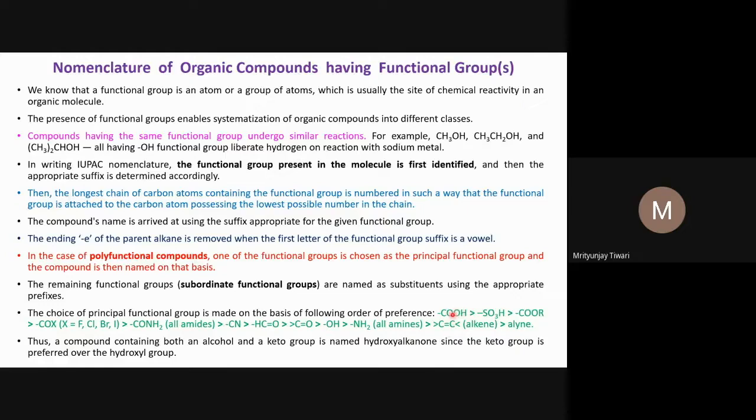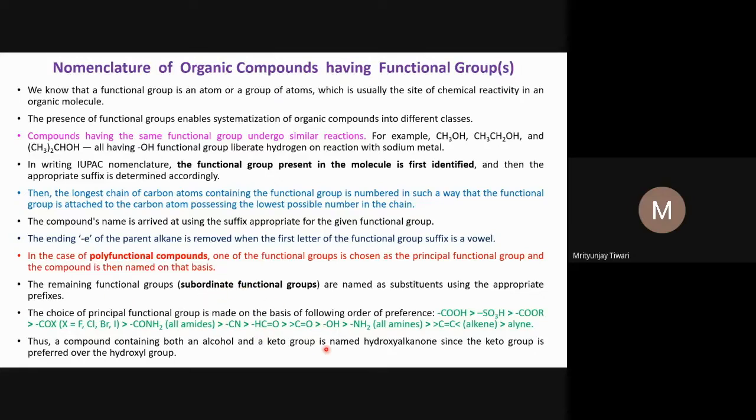So because the carboxylic acid is most reactive, it is most preferred. So this will be the principal functional group, even if any other functional group is there. This sulfonic acid is preferred over all other functional groups. Similarly, the COX, acyl halides, is preferred over these many functional groups, and so on. So if suppose a compound is having two functional groups, aldehyde and ketone, then in that compound, aldehyde is the principal functional group, and ketone will be the subsidiary or subordinate functional group. This is what we have already seen.